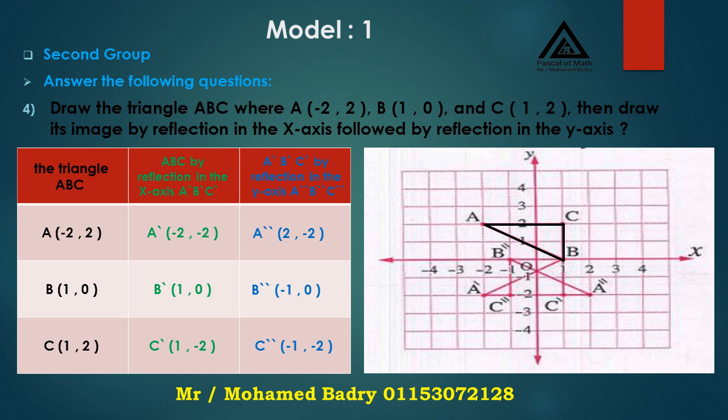Then we want to draw the triangle A dash, B dash, C dash, the reflection of triangle ABC in the x-axis. Okay, A dash, B dash, C dash, put the points first. Second, match them, this triangle. Now, we want to draw the triangle A double dash, B double dash, C double dash, the reflection of triangle A dash, B dash, C dash by the y-axis. Okay, put the points and match them.